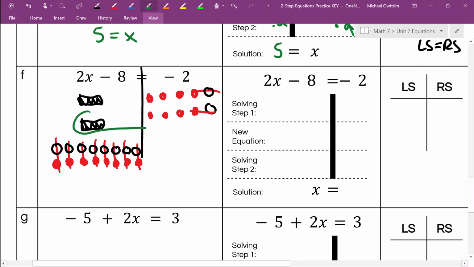Last thing to do is circle my x's. So this x matches to 3, and this x matches to 3 as well. And so I can say that a single x is worth 3 positives.